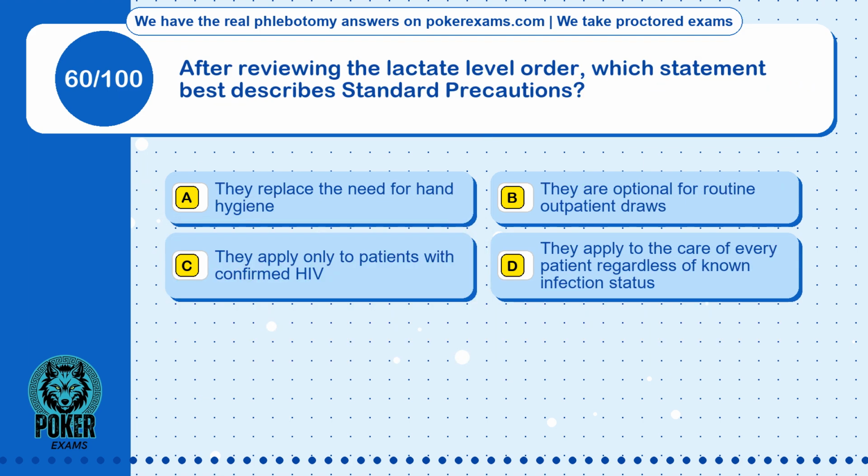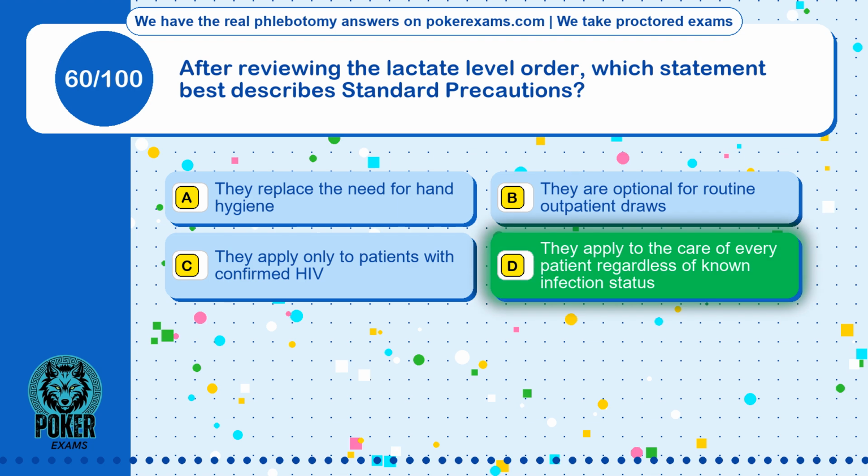Question 60. After reviewing the lactate level order, which statement best describes standard precautions? Option A. They replace the need for hand hygiene. Option B. They are optional for routine outpatient draws. Option C. They apply only to patients with confirmed HIV. Option D. They apply to the care of every patient regardless of known infection status.